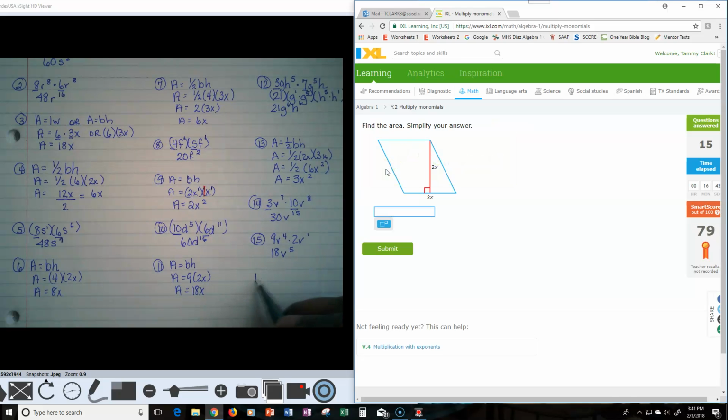And then we'll make this our final problem because as you can see by my SMART score there, I'm almost at 80. I'd like you to go further. This one is one you could get 100 on, so I encourage you to do that. So area is equal to base times height. Area is equal to 2x multiplied by 2x. We're going to multiply our coefficients of 2 and 2, and we get 4. X to the first multiplied by x to the first is x to the second.